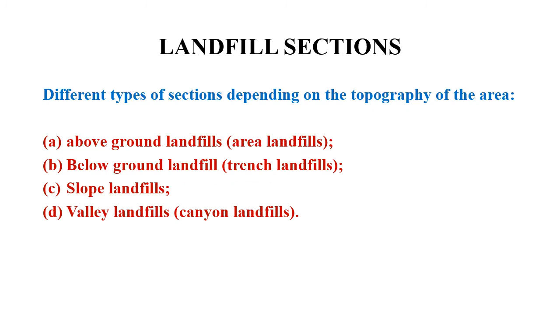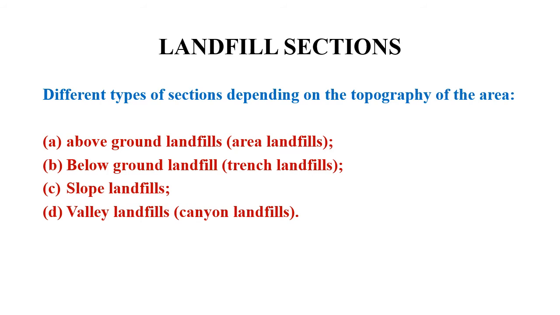So now we will look into the various types of landfill sections which you can construct at your site. The topography of the site may not be the same for all sites. It may be a flat terrain, it may be a sloping terrain, it may be undulating terrain. It depends upon the site that you get. So based on the topography of the site, you can decide on the type of landfill section that you can build, which suits the topography of the site.